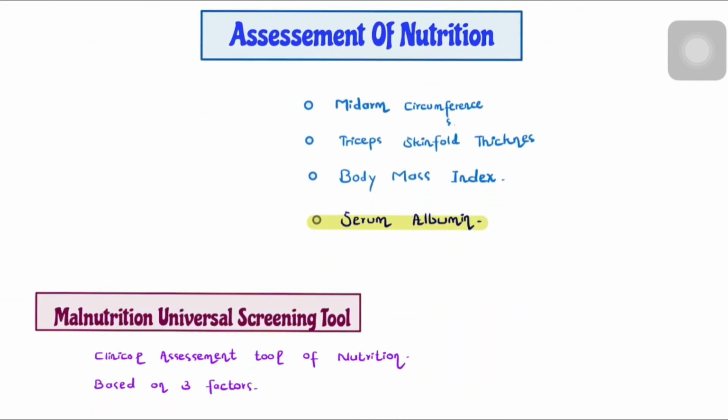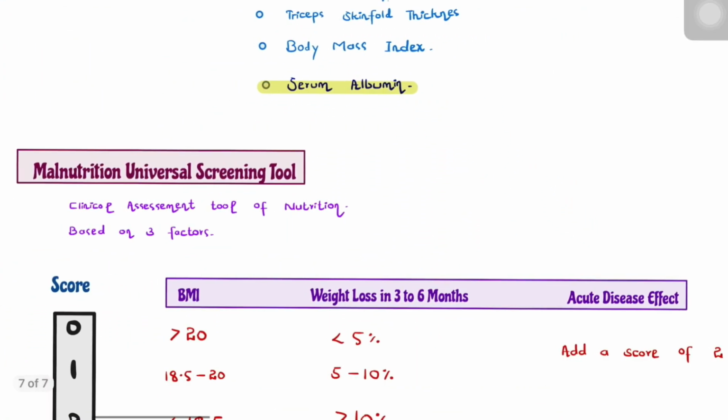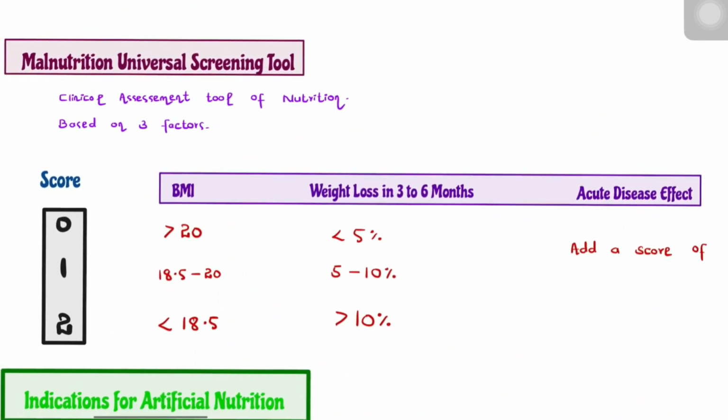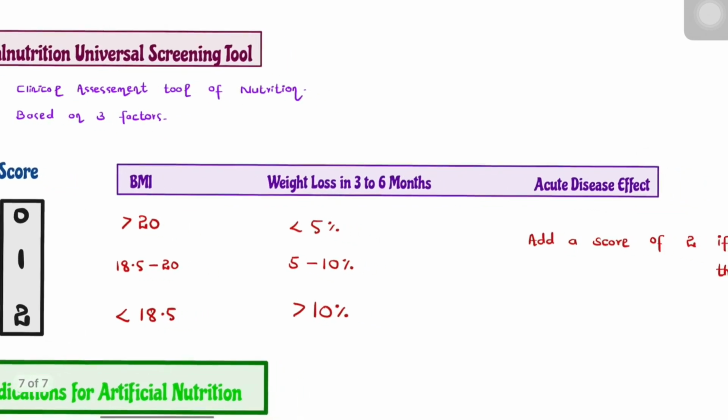surgical patient. Okay, now what is malnutrition universal screening tool? It is a universal tool which is used clinically in order to assess a patient for malnutrition, and it is based on three factors. Number one is BMI, then we have the weight loss in 3 to 6 months, and then we have the acute disease effect.